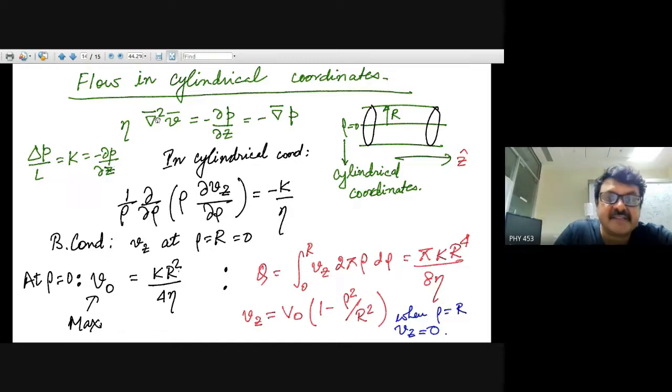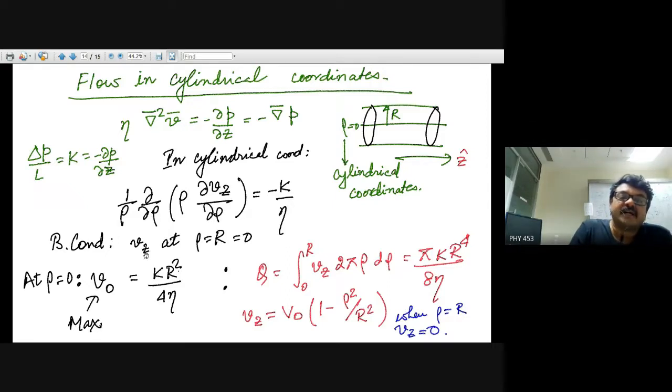In cylindrical coordinates, as you can guess, the center will have the highest velocity. The velocity is zero at the walls. This is the expression for the Laplacian, 1 by rho del del rho. You can check it up, right? You have velocity only in the Z direction, and that is changing as a function of rho, and there is symmetry in the theta direction. Hence the theta term won't contribute, and this equation becomes something like this. This is the Laplacian in cylindrical coordinates.